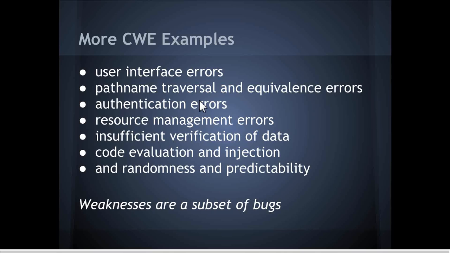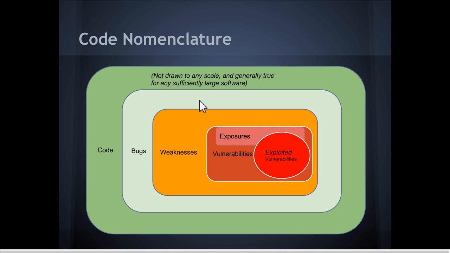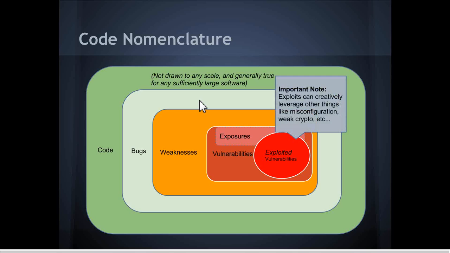So it's important to note that weaknesses are a subset of bugs. And this is a good diagram to understand and put it all together. With all sufficiently large code, it is statistically likely that there are going to be a certain amount of bugs for every 1,000 lines. And statistically, a percentage of those bugs are going to be weaknesses. And a subset of those weaknesses are actually going to be vulnerabilities, and a subset of those vulnerabilities, perhaps when combined with exposures, are going to be exploited by attackers. So exploits can leverage other things outside of this diagram as well.